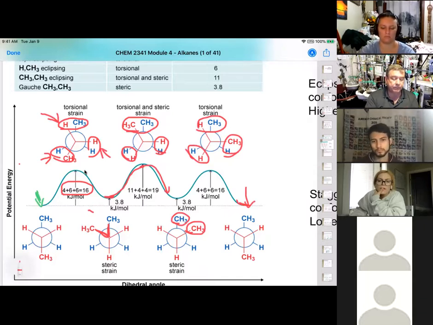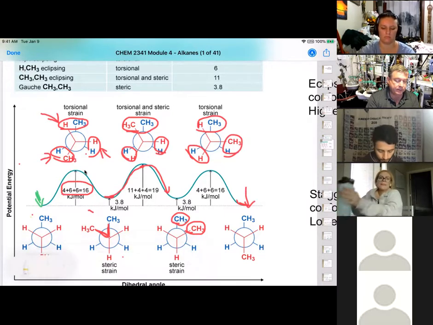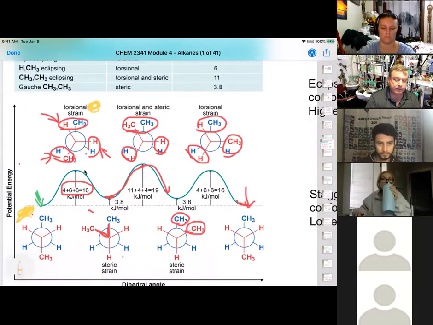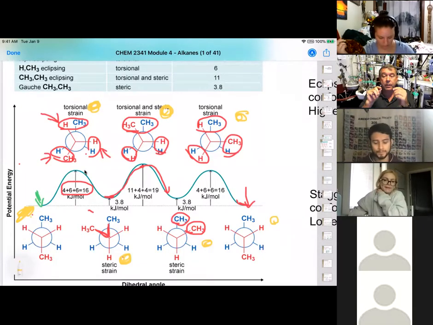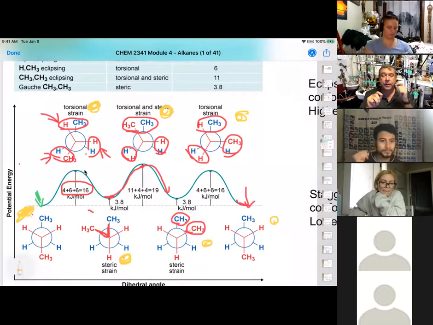So we're going to go from anti to staggered to gauche. Let me star these. Anti to staggered to gauche to staggered to gauche to staggered to anti. So you're going to continue going all the way around until you get all the way back to zero. And again, we're only looking at the rotation around the bond between C2 and C3, the two middle carbon bonds.